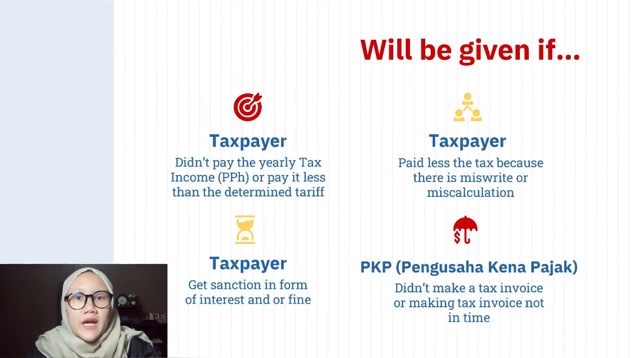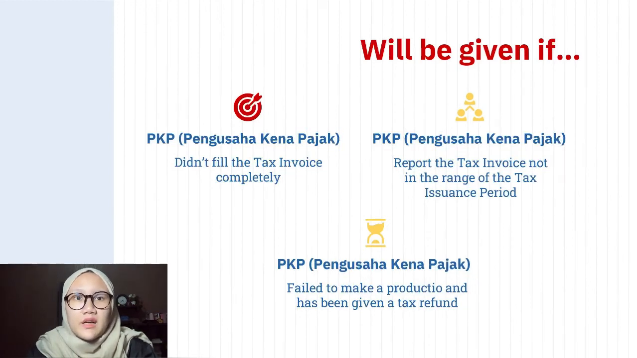The fourth is PKP or pengusaha kena pajak didn't make a tax invoice or made the tax invoice not in time. The fifth is pengusaha kena pajak didn't fill the tax invoice completely. The sixth is pengusaha kena pajak reported the tax invoice not in the range of the tax issuance period. And the seventh is PKP or pengusaha kena pajak failed to make a production and has been given the tax refund.